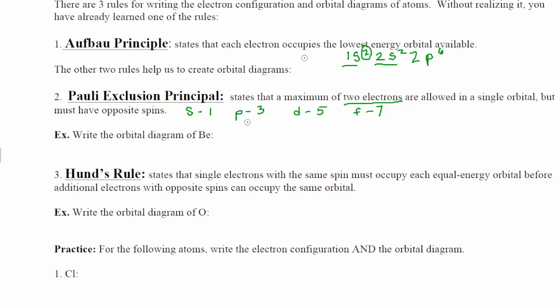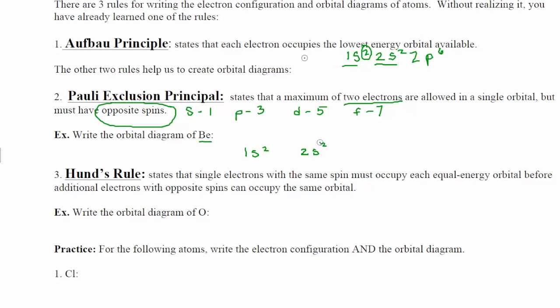So I'm going to write out the orbital diagram of beryllium, keeping in mind that only 2 electrons can fit in each orbital, and those 2 electrons must have opposite spins. So I'll show you how this works. Don't get overwhelmed. All right, for beryllium, my electron configuration is 1s2 and then 2s2. That's it.